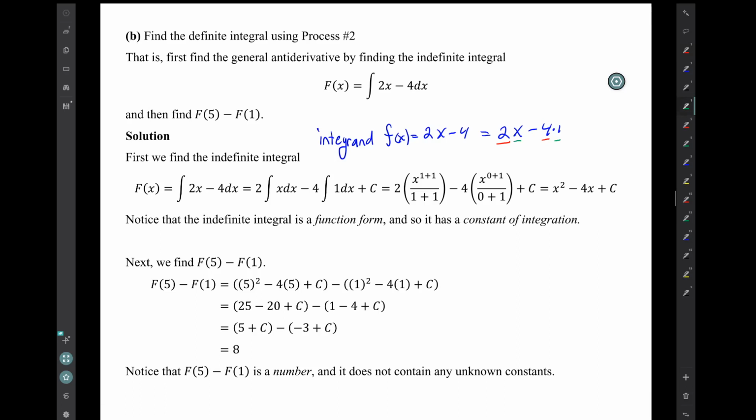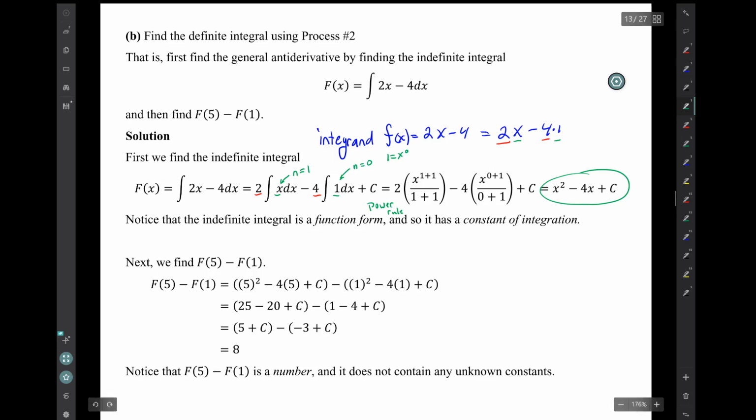That means that when we find the indefinite integral, we can use the sum and constant multiple rule to break this up into two separate integrals, and in each integral, pull the constant multiple through the integration symbol and leave the power function inside the integral symbol. Now this left integral has a power function with n equals 1. The right integral has a power function with n equals 0. Because remember that the number 1 is x to the 0. So now we integrate using the power rule, and the result is that the indefinite integral is x squared minus 4x plus c.